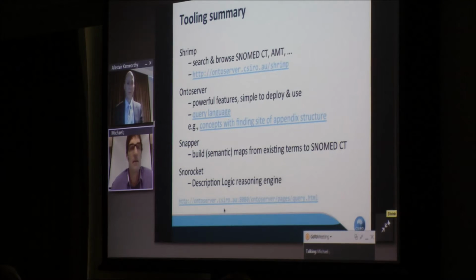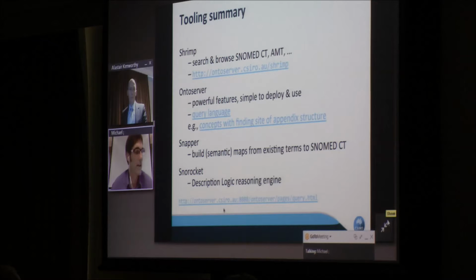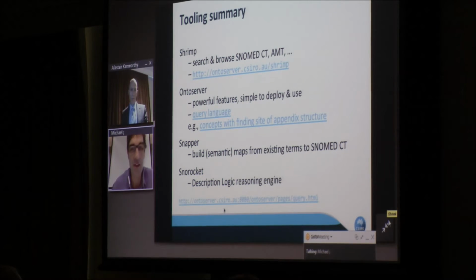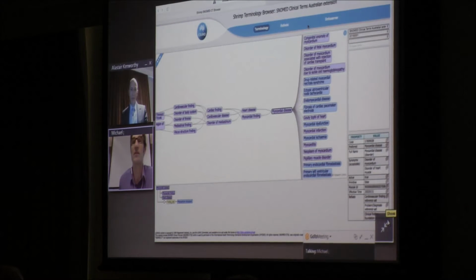So I've titled this Tooling Summary. It's not, of course, all the tools, it's the tools we've developed at the CSIRO, because they're the ones I know and am most familiar with. So Shrimp, which has been mentioned earlier, which I was demonstrating, so this being Shrimp. This allows you to browse SNOMED through the hierarchy, look at the diagramming syntax, access the search.